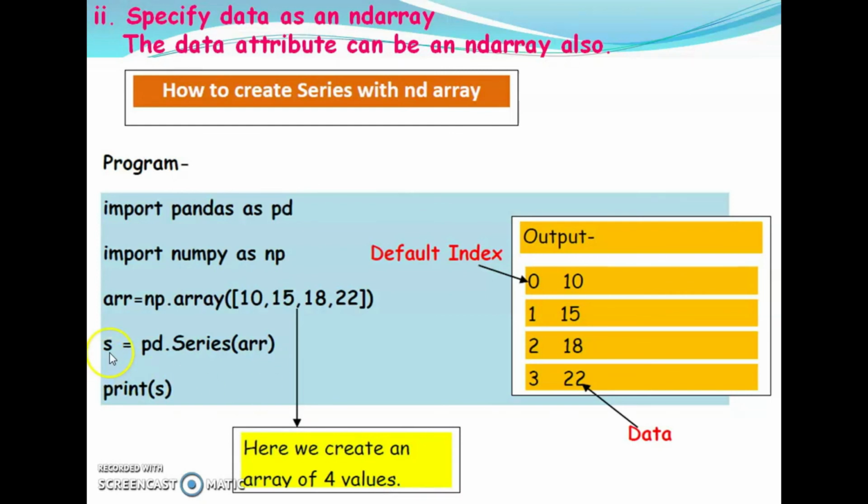Then the next statement, s is equal to pd.Series. I pass the array as an attribute or argument. Print s. Check this one. Output: by default, the index values start from 0: 0, 1, 2, 3. That means 4 values are there. 0, 10; 1, 15; 2, 18; 3, 22. Here, this one is the index value. This one is data. Okay, clear?